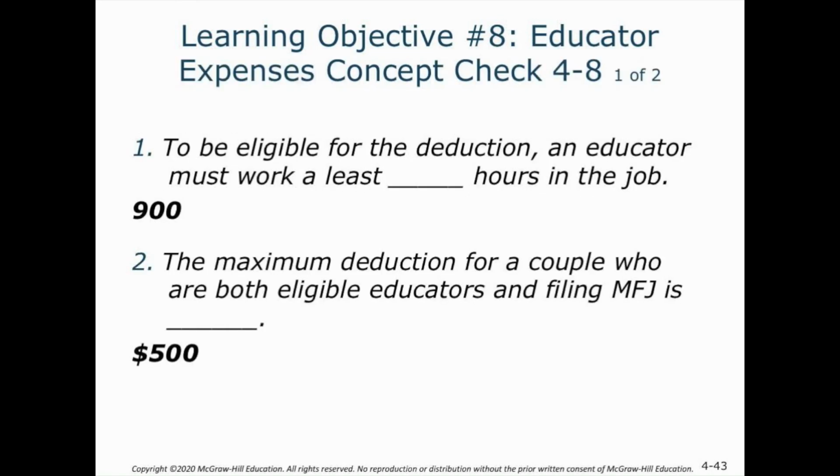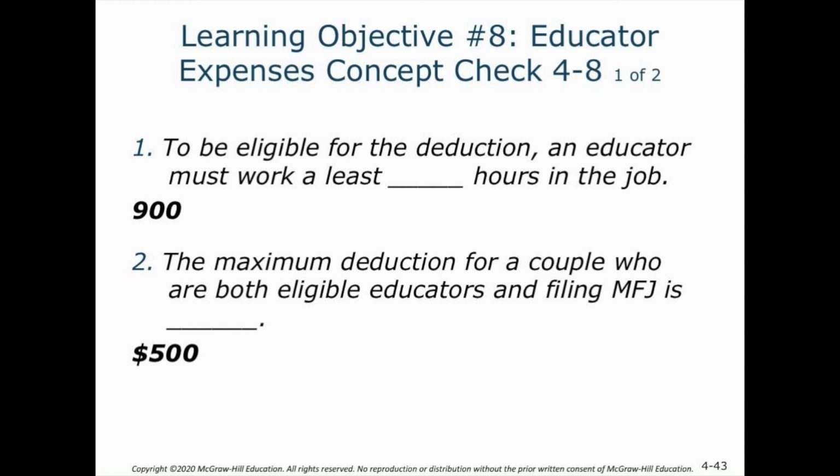So let's take a look at our concept check here. To be eligible for the deduction, an educator must work at least blank hours in the job. And that's 900 hours. So if you're a full-time educator, you're likely to achieve that 900 hours. However, if you're, say, a substitute teacher, then you may not get to that amount. And if you do not get to that amount, then you're not going to be eligible for that $250 deduction.